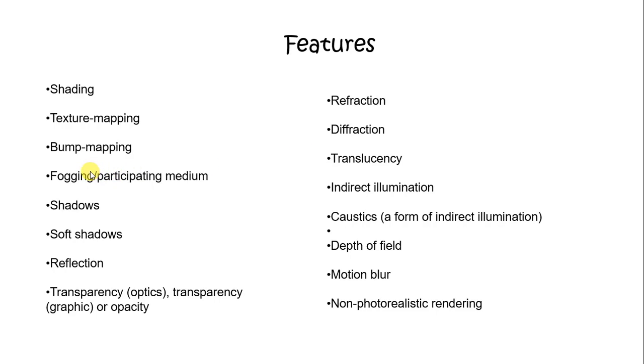We also have some features named bump mapping, fogging, participating medium, shadows, soft shadows, reflection, motion blur, depth of field, caustics, indirect illumination, translucency, diffraction, and refraction.